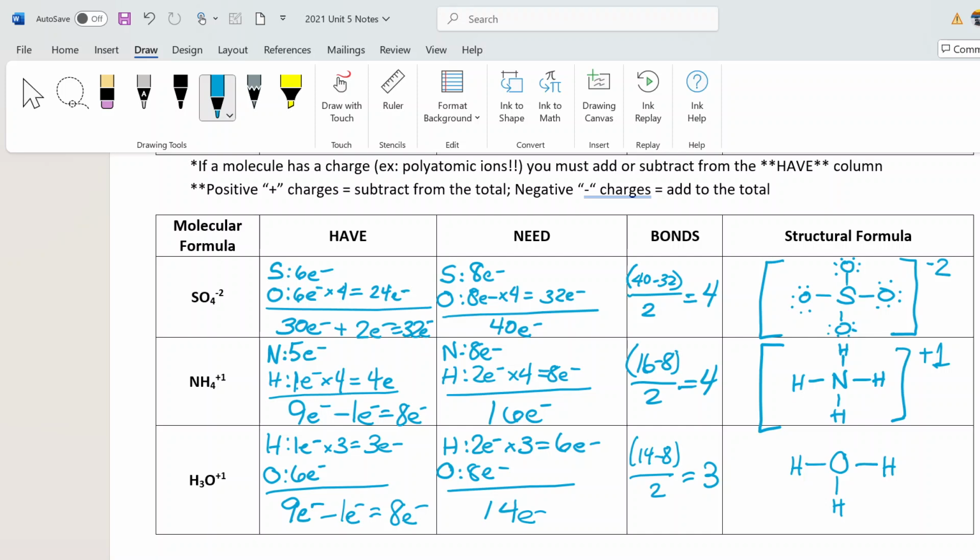And so I have 2, 4, 6 in my bonds. I need 8 electrons, so I need 2 dots. And the 2 dots are going to go on the oxygen because remember that hydrogen never ever gets dots. Again, it's got a charge, so we're going to put a +1 outside. And that is our Lewis structure for the hydronium ion.